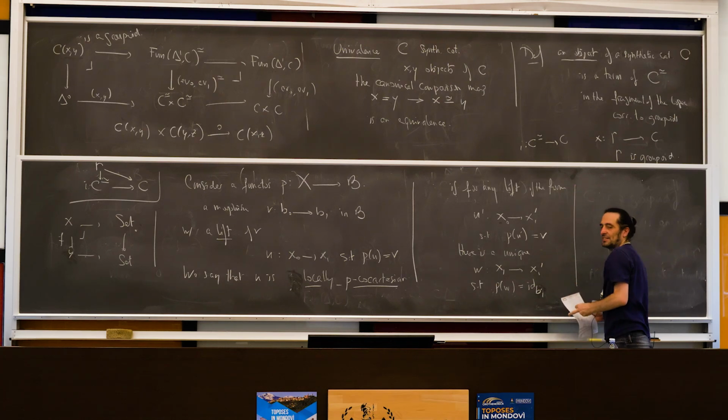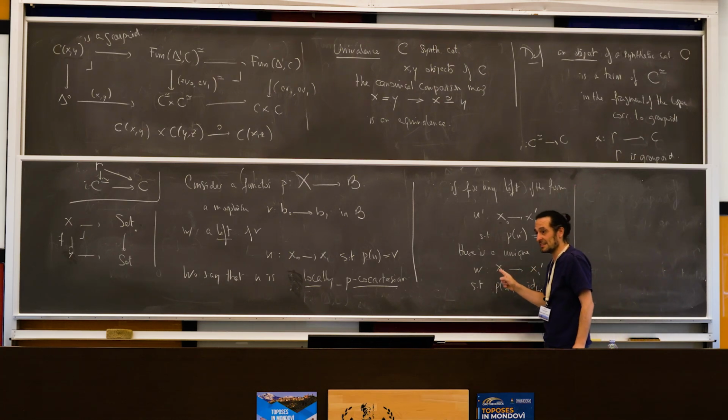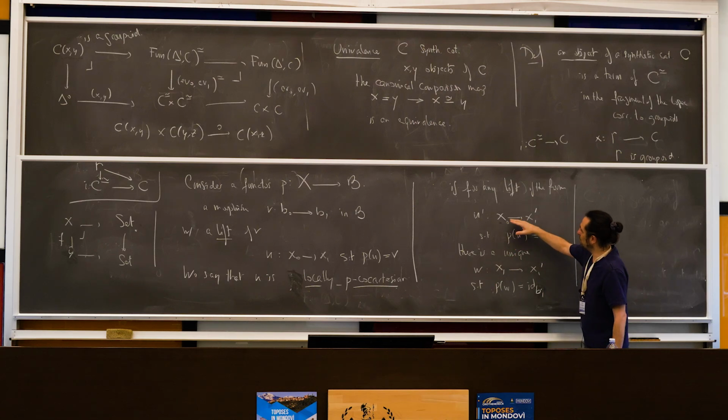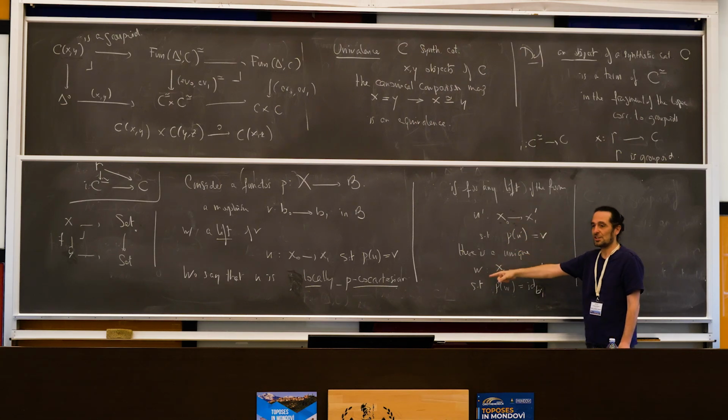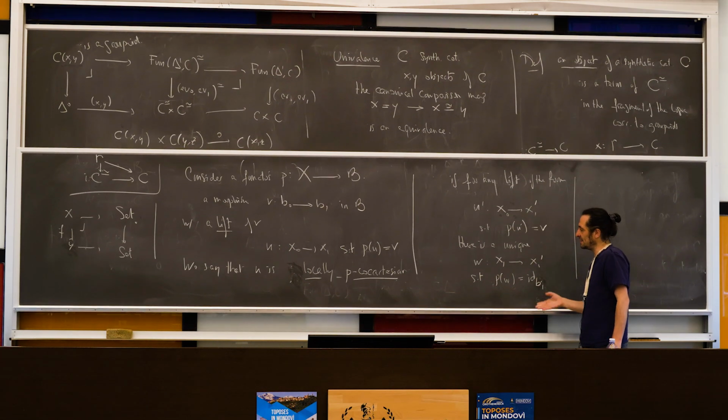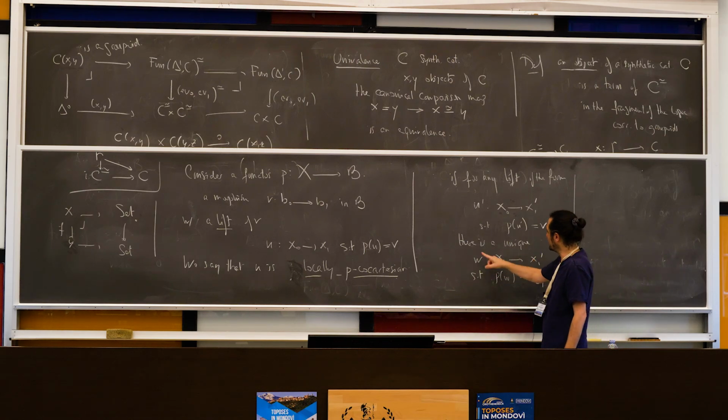And of course, when I say this in natural language, what it really means is that whenever you look at such another lift, you can define a category of such gadgets W together with witnesses of these equalities. And I ask that this category is equivalent to a point. This is what this sentence means.